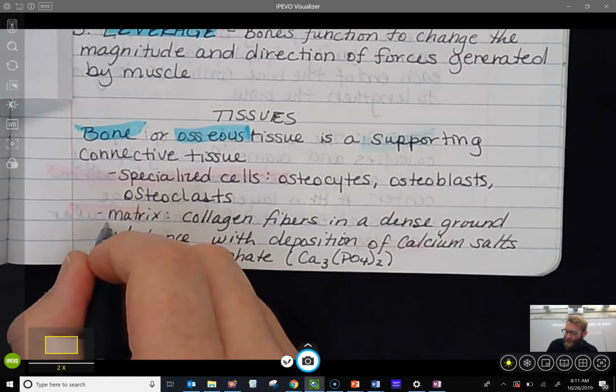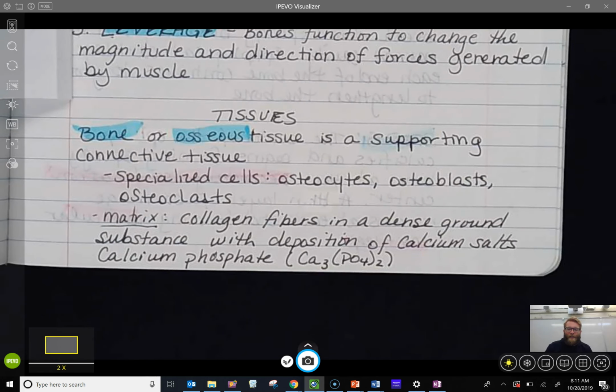And so when we're talking about the matrix, again, because this is a connective tissue, you need to be able to describe its matrix. Its matrix is made up of mostly collagen, right? That's going to be a large portion of what's actually going on in the bone, right? And it's going to be in a very dense ground substance. So the ground substance is actually being calcified, right, with calcium salt, specifically calcium phosphate. Okay, so calcium phosphate is actually what's making up a majority of the skeleton here.